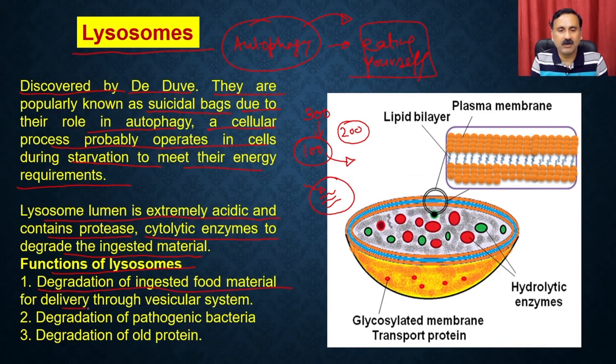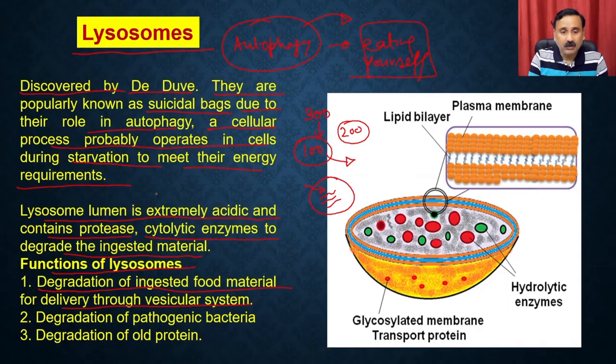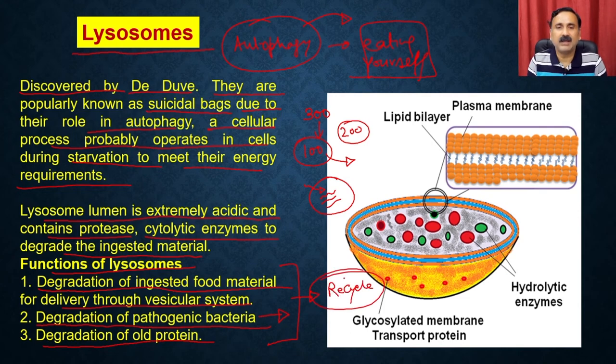It will degrade the ingested food material for delivery throughout the vesicular systems. So if you take a food particle from outside, it is delivered to the lysosomes, and the lysosome degrades that food particle so that it is present in the form of simple molecules, which it then delivers. It is also present in defense cells, where it works as a defense organelle. It destroys pathogenic bacteria, viruses, yeast, fungi, and it also degrades old proteins. So the major role of the lysosome is to recycle materials, both cellular materials and outside material.